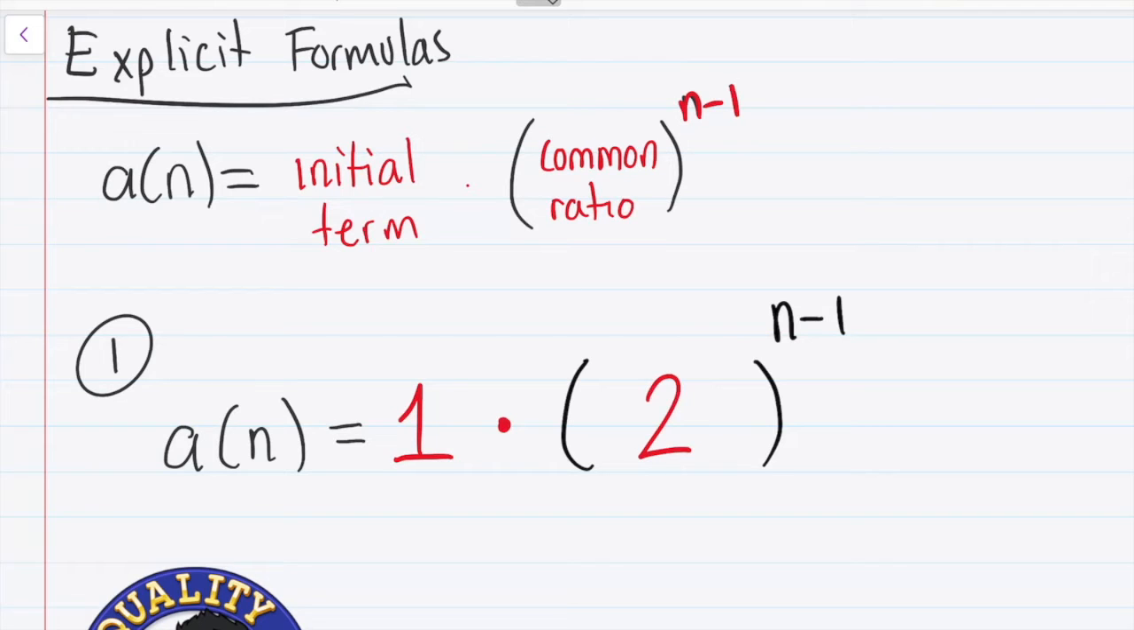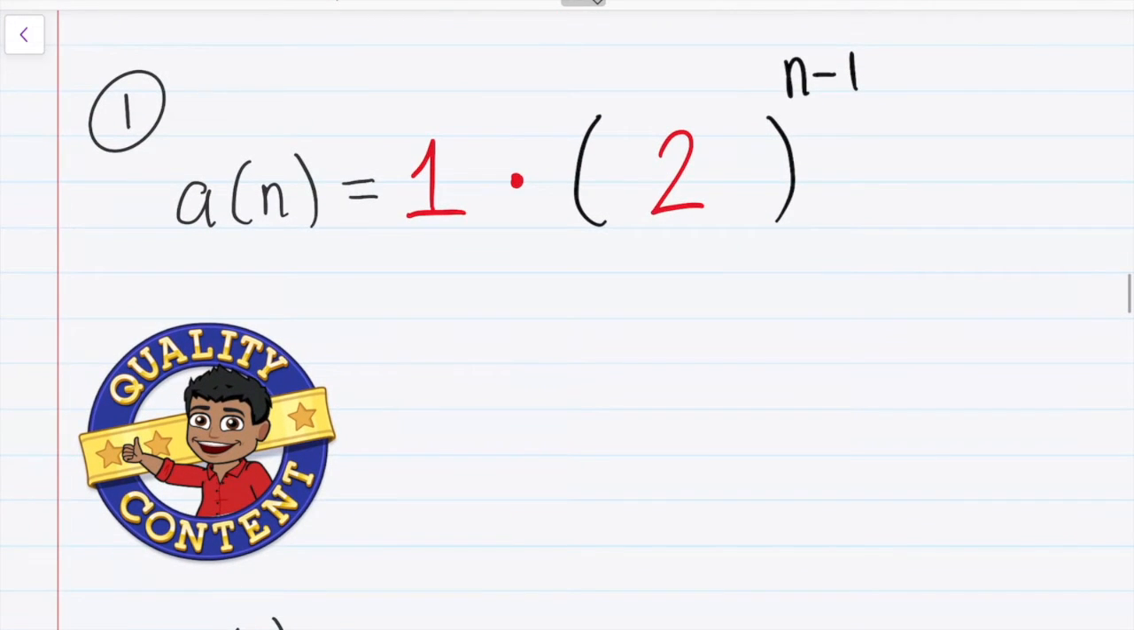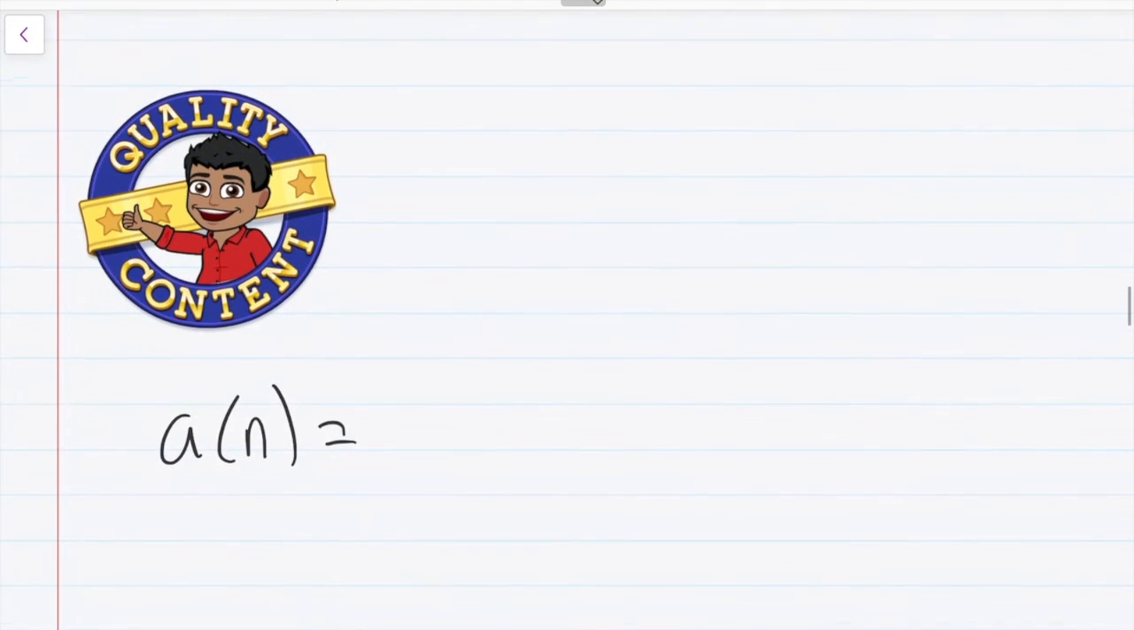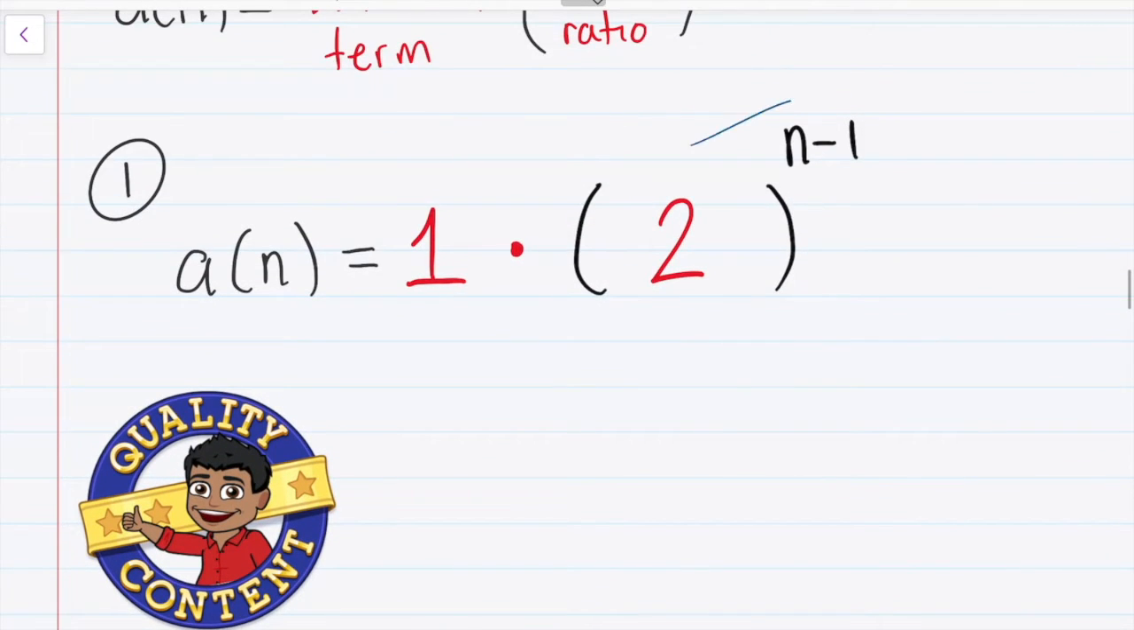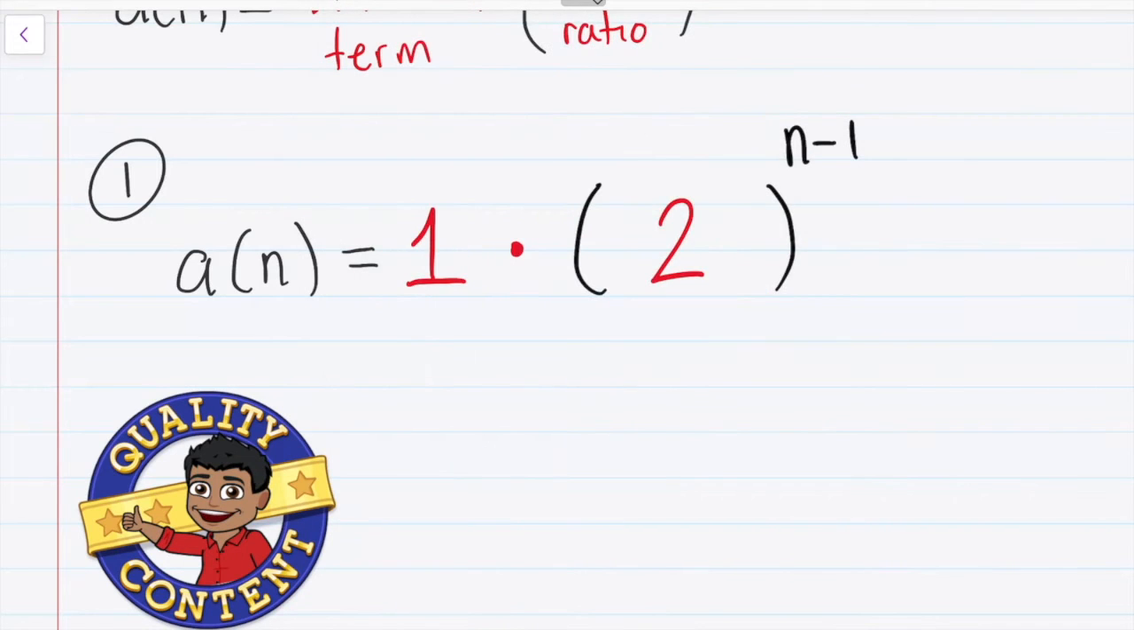However, if you don't remember from our last video, explicit formulas could be written in 2 different ways. Here's the first one. And the other one, you can actually simplify it. Let me show you how. If you don't remember your rules of exponents, guys, you can actually rewrite this exponent like this.